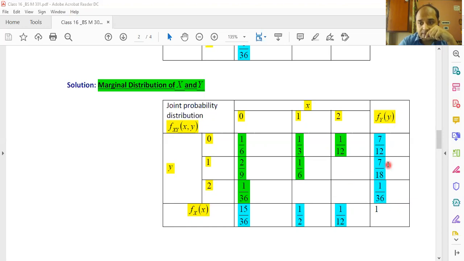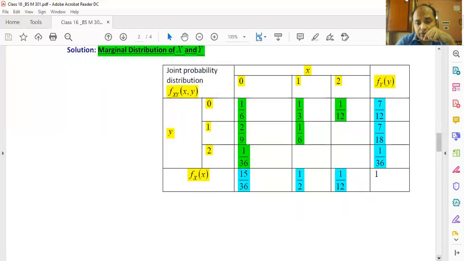If you look at these marginal probability values as a whole, then you will say that it is a marginal distribution. But individual values like 7 by 12, 7 by 18, 1 by 36, 15 by 36, half, 1 by 12, these individual values are actually called marginal densities. This is the definition, that is the difference between distribution and densities.